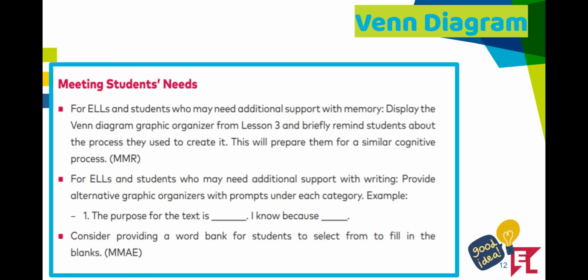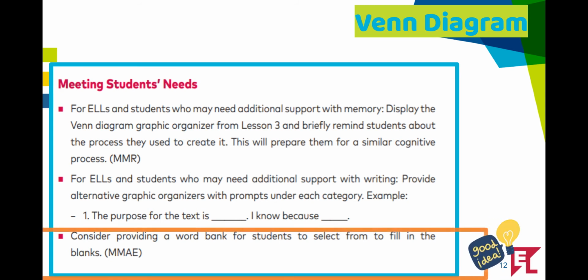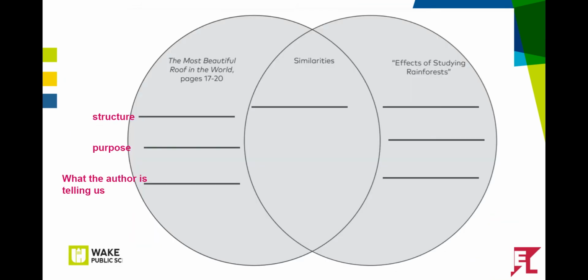During the closing, students will work independently to fill out another Venn diagram comparing the two texts. For ELLs and other students who need support, display the Venn diagram from Lesson 3 to remind them of the process used to create it. Consider providing a word bank for students to select from to fill in the Venn diagram. Another consideration is to have students draw lines on the organizer and assign categories to be considered for comparison, such as structure, purpose, and what the author tells us.